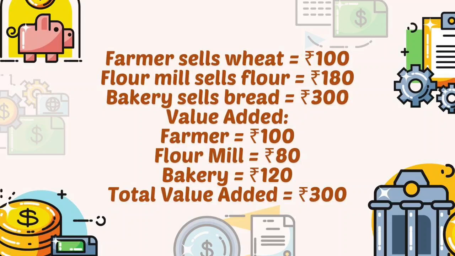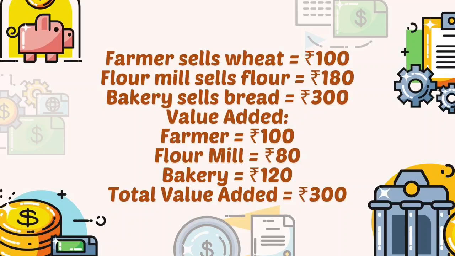Now the flour goes to the bakery. The bakery buys the flour for 180 rupees, makes bread, and sells it for 300. Has the bakery created 300? No, it has created only 120 rupees because 180 was already present in the flour.